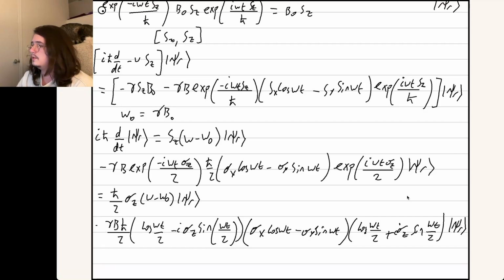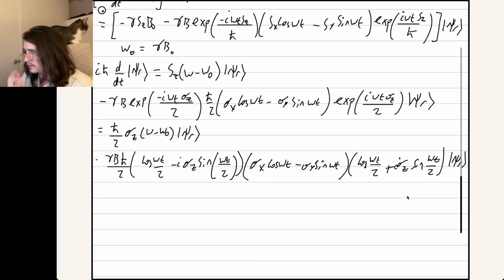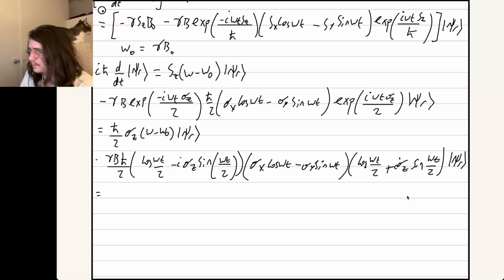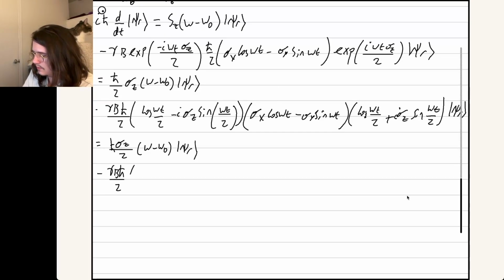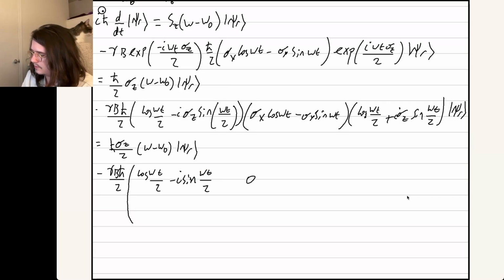So now let's look at actually turning all of these into matrix notation. That way we can actually do some operations. So we have h bar sigma z over 2 times omega minus omega naught psi r, and then now this is minus gamma B h bar over 2, and we're going to start putting everything in matrix notation. So the first matrix is going to be cosine omega t over 2 minus I sine omega t over 2, 0, this is 0, this is cosine omega t over 2 plus I sine omega t over 2.